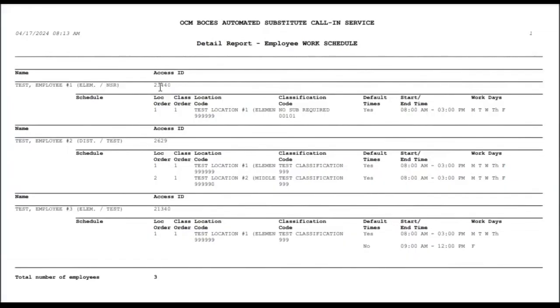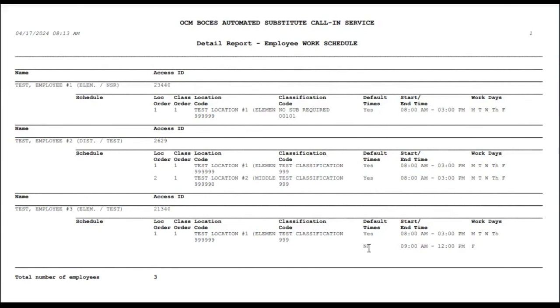The employee's name and access ID fields as selected, and their work location or locations if they have more than one. Their primary appears at the top, labeled location order number 1. Any secondary or third location would appear below, and it shows their classification as well as if they're set to the default building time, which this person is at test location 1, and their default time is 8 o'clock to 3 o'clock, Monday to Friday.